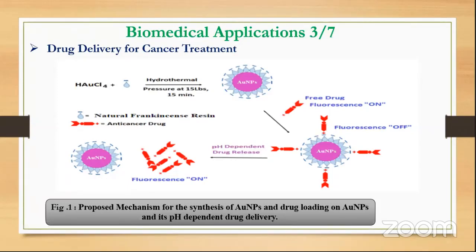See here my work. We have prepared gold nanoparticles. This auric chloride is the material of the gold. We are going to use some natural gums. Here, the natural gum is frankincense resin. So by using these two, by the hydrothermal process, we have prepared gold nanoparticles.